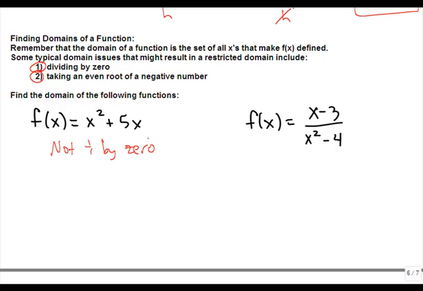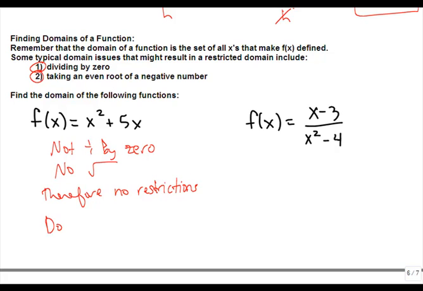The second downfall might be having to take an even root, like a square root, of a negative number. Are we ever taking any square roots or even roots in this function? No, there's no radicals at all. So since there's no radicals and there's no fractions, there's no restrictions. So if there's no restrictions, then that means your domain can be anything at all.